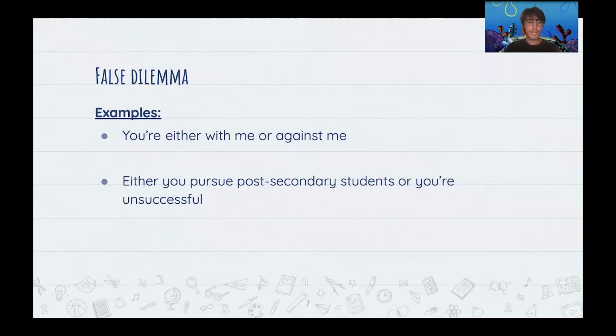This does not show any nuance. So you can either be in between, right? You can have no position. You can be neutral, just simply not want to partake in whatever the dilemma is or whatever the problem is.